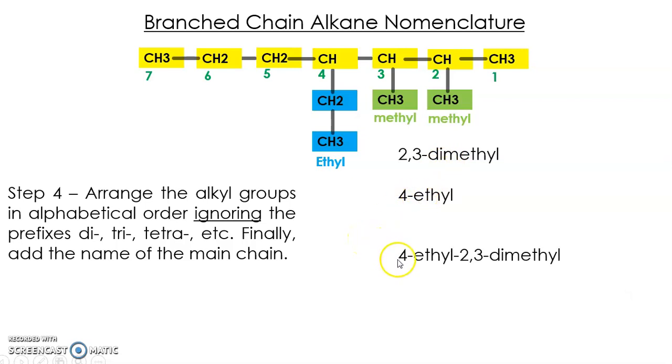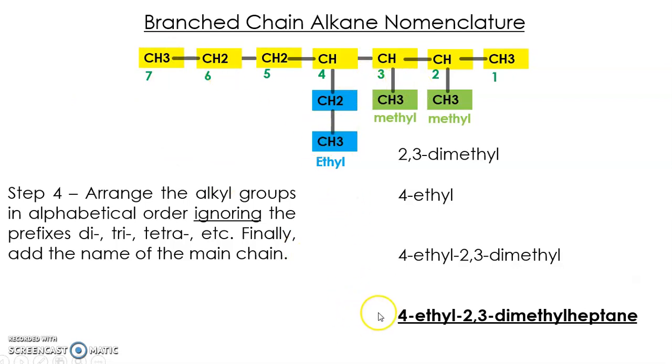So we write 4-ethyl, because we are now going to put this in this part, we need to separate the letter from the number with a hyphen. So, 4-ethyl-2,3-dimethyl. Finally, add the name of the main chain. What was the main chain? It has 7 carbons in total, which make it a heptane. The final name of this branch chain alkane is 4-ethyl-2,3-dimethylheptane.